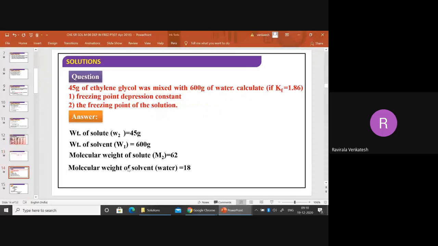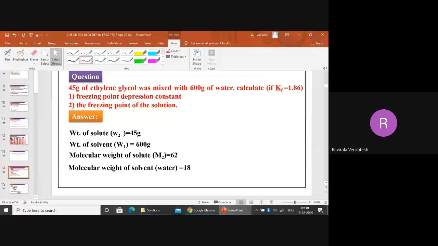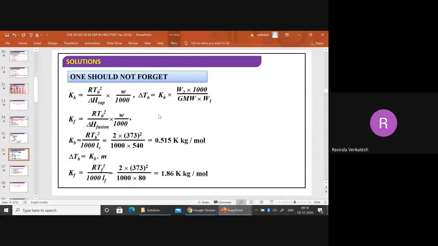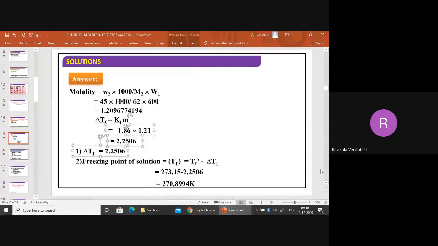This one problem I have to take here. The weight of the solute is given. The weight of the solvent is given. Kf is given. They're asking for the freezing point of the solution. So in this case, we can easily find it by using this formula. Okay, let me discuss this one tomorrow, or the day after tomorrow.